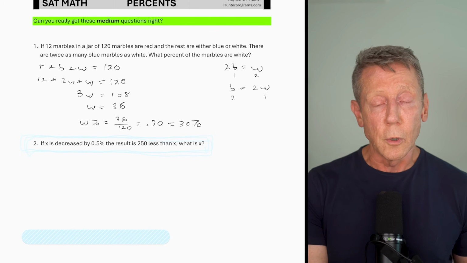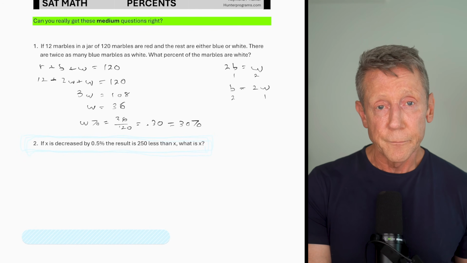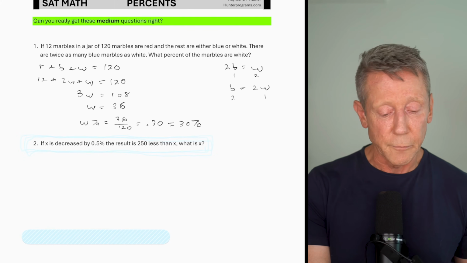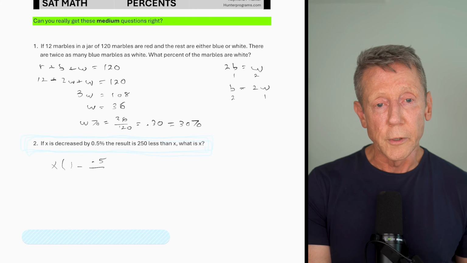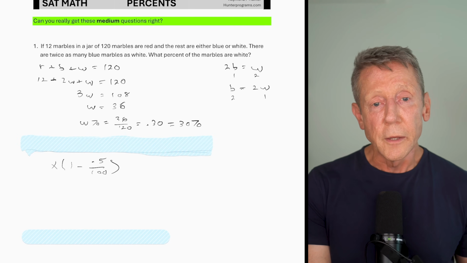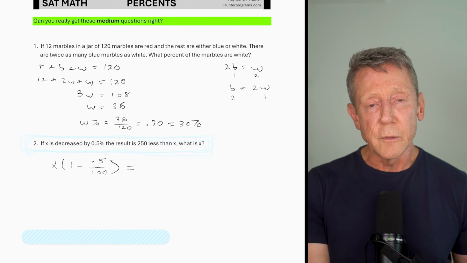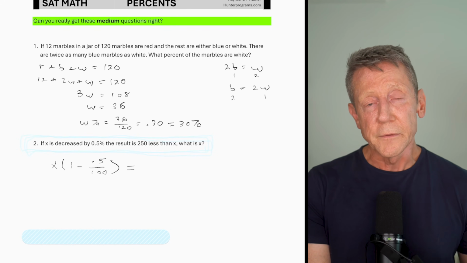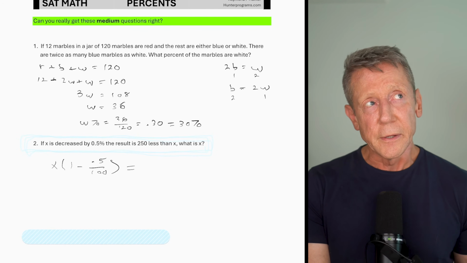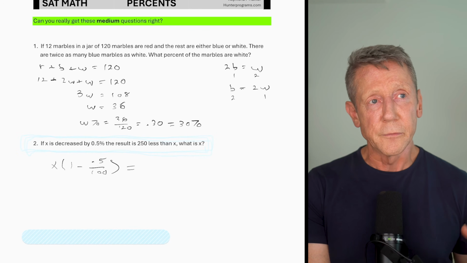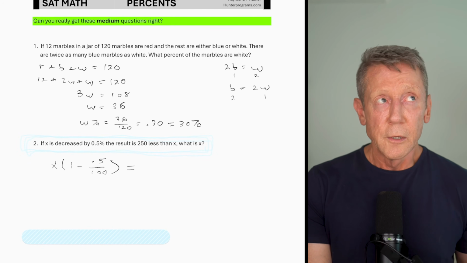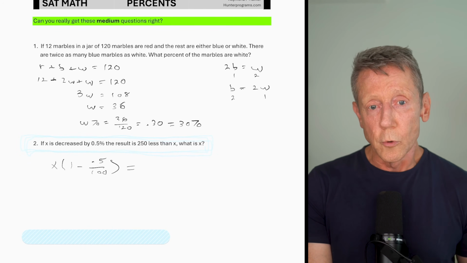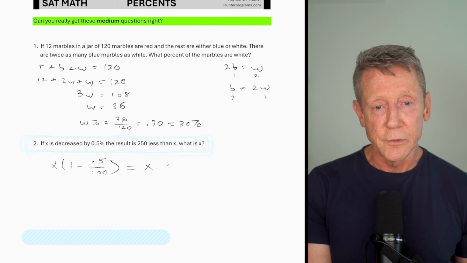So the value on the left that's being decreased is X, and it's being decreased by 0.5%. So I'm going to put X, open paren, 1 minus 0.5 over 100, close paren, equals. And then the question is, is this going to be 250 minus x or x minus 250? So you can test it out. If it's 250 minus x and x is 300, then that would be negative 50. That's not going to work. If it's x minus 250 and x is 300, 300 minus 250, that's 50. That will work. So I'm going to write x minus 250.